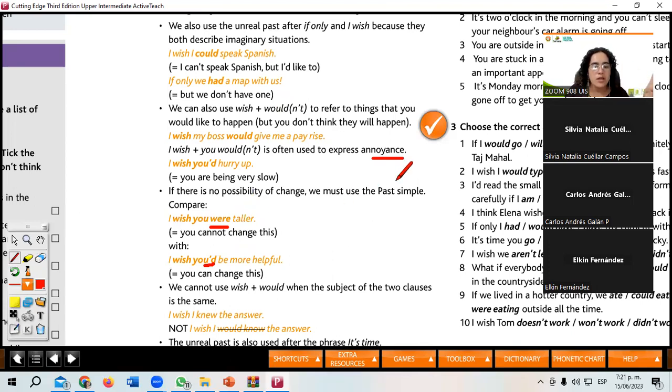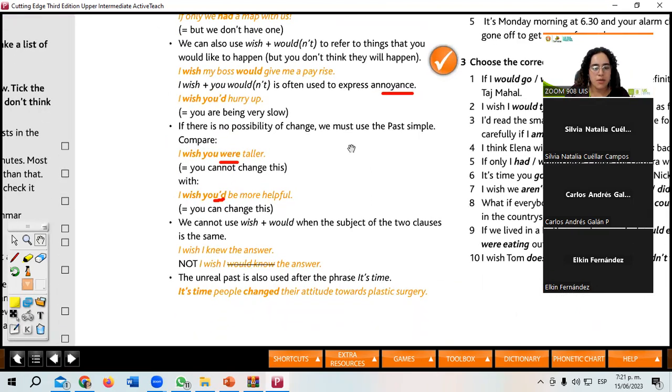Cuando no lo podemos cambiar, we use past simple. I wish you were taller. When we can't change it, cuando sí hay posibilidad de cambio, usamos el would, ¿ok? I wish you would be more helpful. Okay?